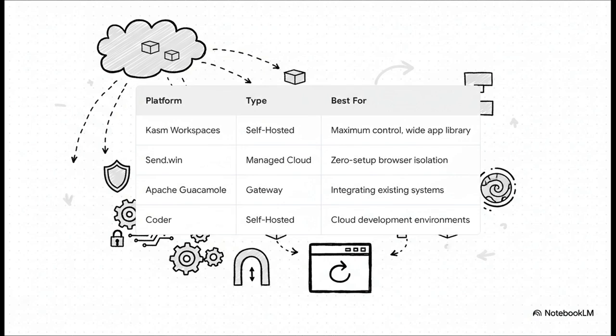You've got self-hosted options like Kasm Workspaces. These are great if you want maximum control and don't mind managing the infrastructure. Then, on the complete opposite end of the spectrum, you have managed cloud services like Send.win, which are all about zero setup and simplicity. And then, you've also got open source projects like Apache Guacamole, which is more of a gateway for connecting to systems you already own. The takeaway here is that there's pretty much a solution for whatever you're trying to do.